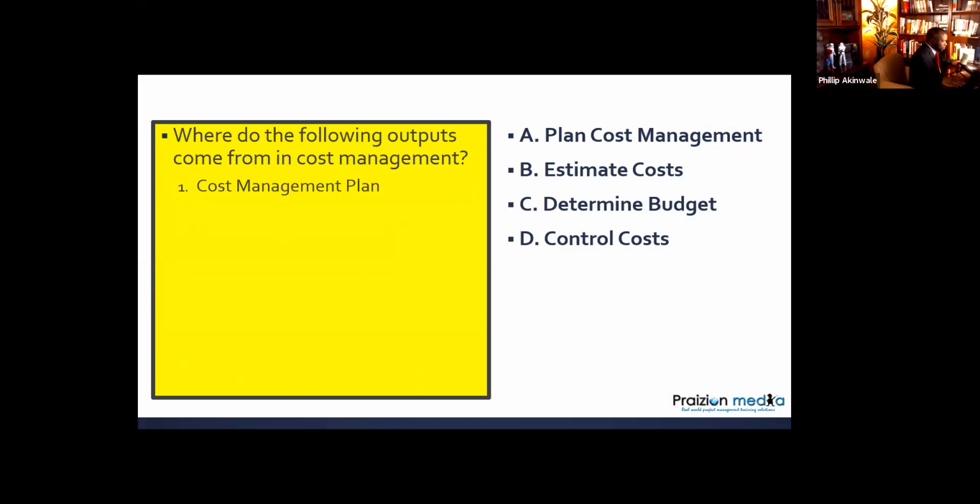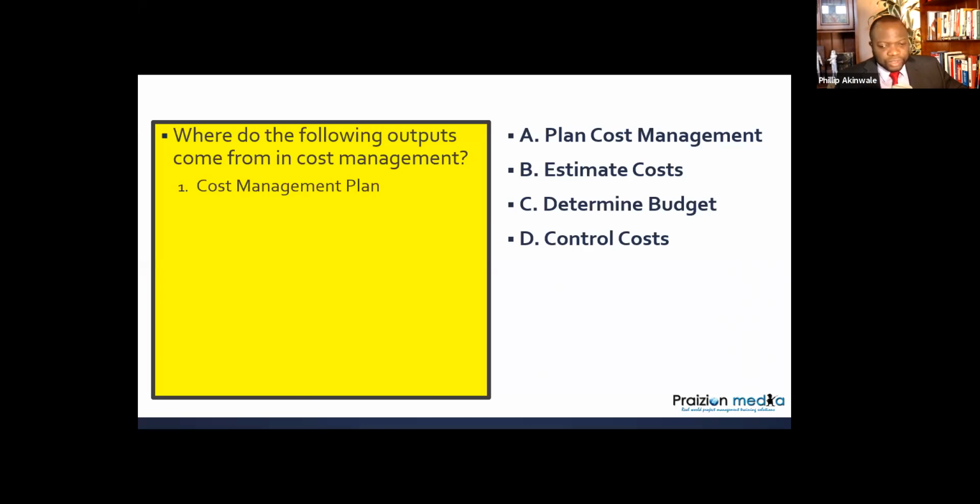Thank you very much. Let's end the poll. 5, 4, 3, 2, and 1. We have to end. So here we go. Here are the results. Almost everyone chose option A, plan cost management, and that is the correct answer. The cost management plan is an output of plan cost management.